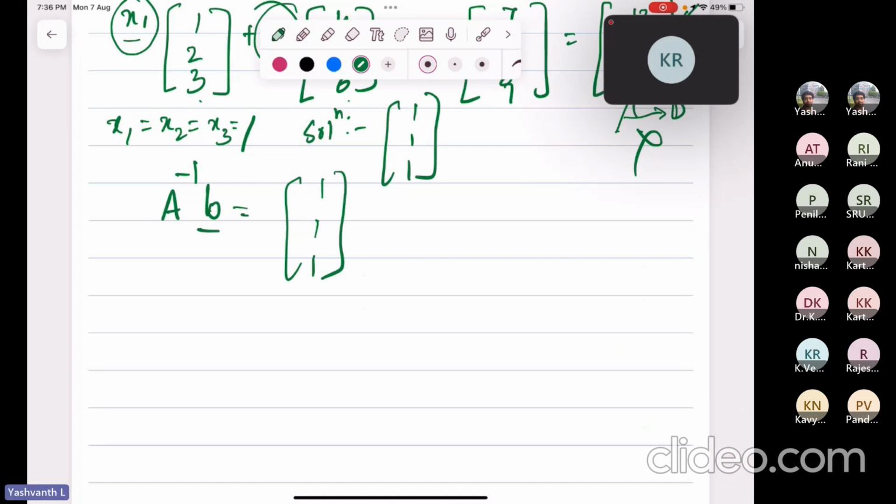Basically, let me try to give you a theorem that will make this operational very clear. Okay, so it's called the Roche-Capelli theorem.